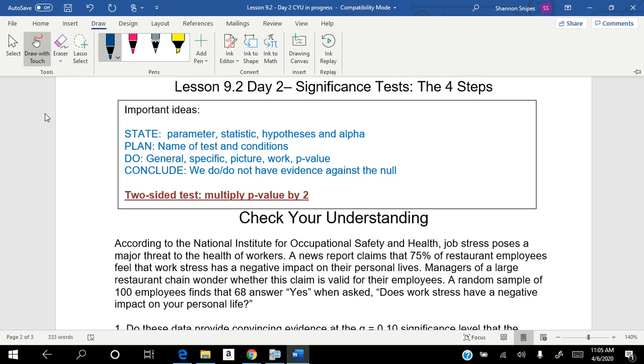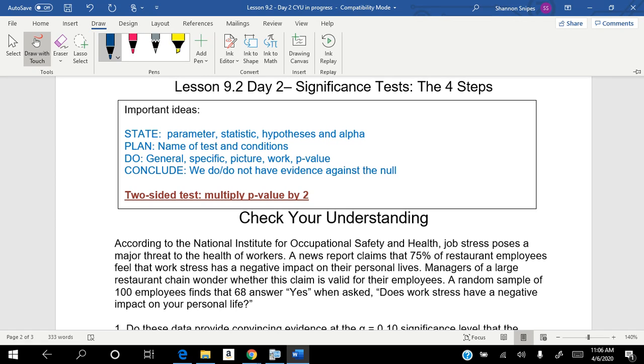You still want to be sure you are always stating your parameter. You're defining your variables. You are going to tell what statistic you're using, what statistic you get from the sample. You need to make sure you write your null and your alternative hypothesis, and you need to set your alpha level. Remember, your alpha level is your significance level, and the most common one used is 0.05. If you're asked to choose your own or they don't give you an alpha level, you stick with 0.05 because that's the 5% cutoff that we're used to working with.